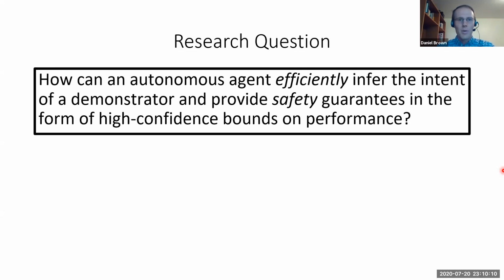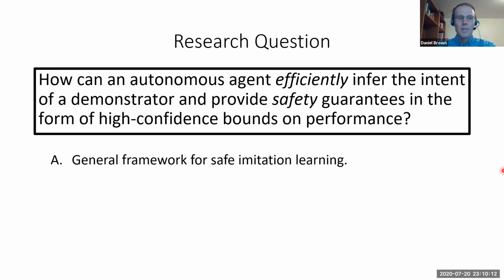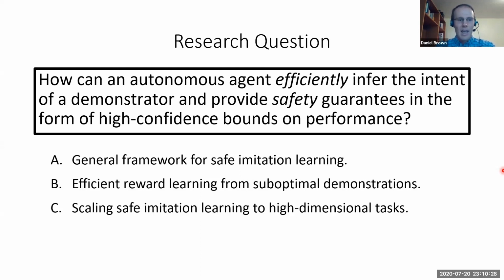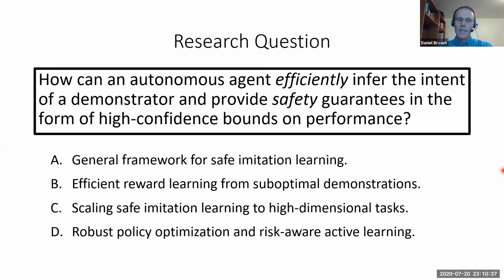And so to answer this question, we're going to look at several different steps. First, we're going to start off with just explaining a general framework for safe imitation learning. And this will be work that was in my proposal, so we're going to kind of cover that in brief. Next, we'll talk about this idea of trying to do efficient reward learning from suboptimal demonstrations. We'll talk about how to scale some of the earlier ideas in this talk up to more complex tasks for performing the safety with these high confidence bounds. And then at the end, we'll talk about some ideas for robust policy optimization and risk-aware active learning.